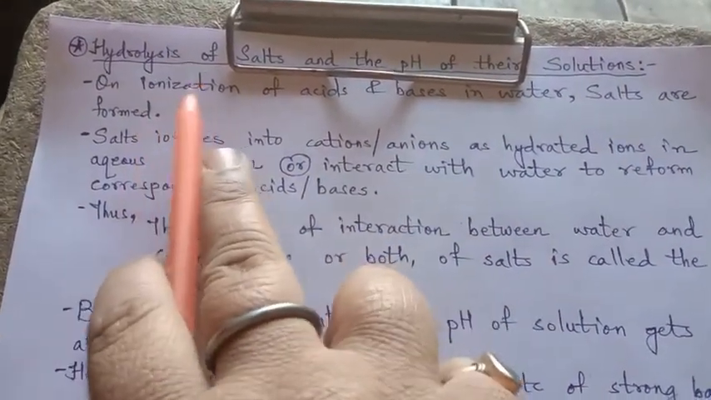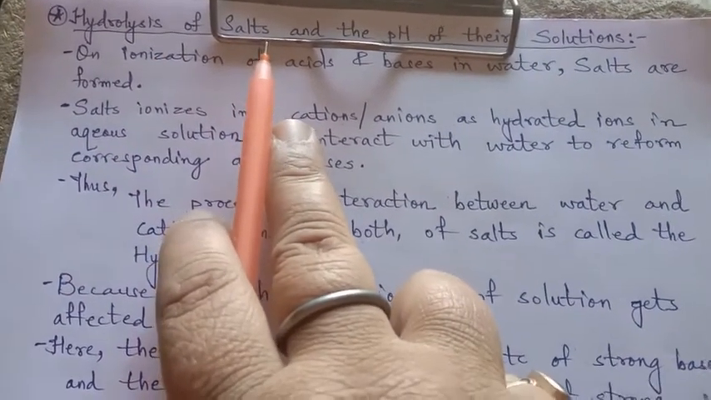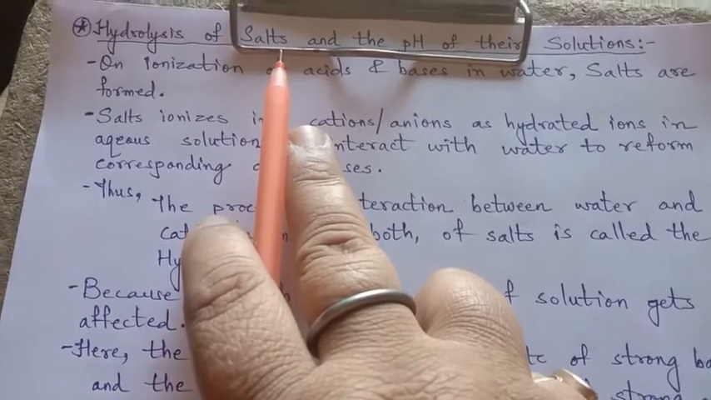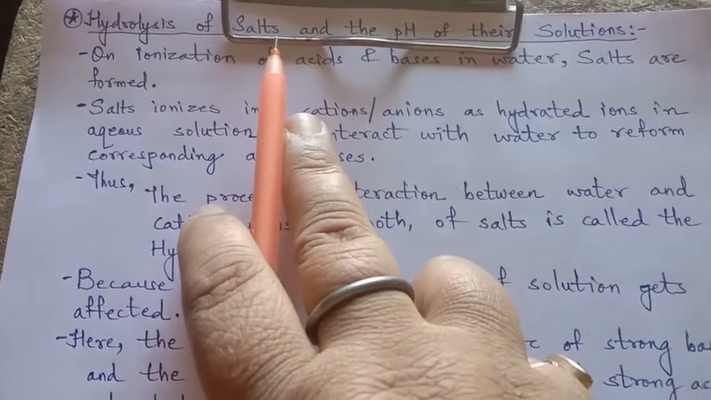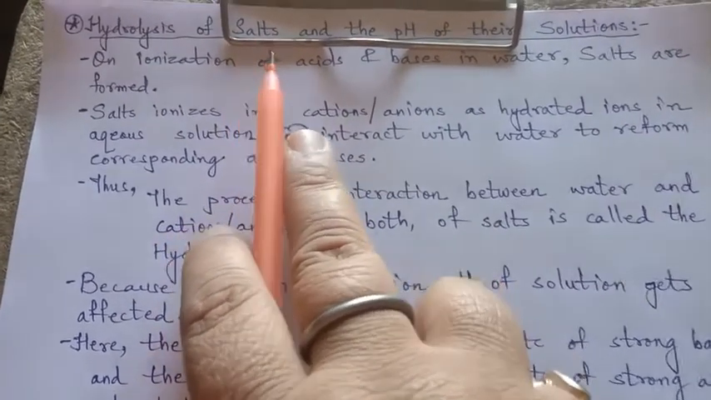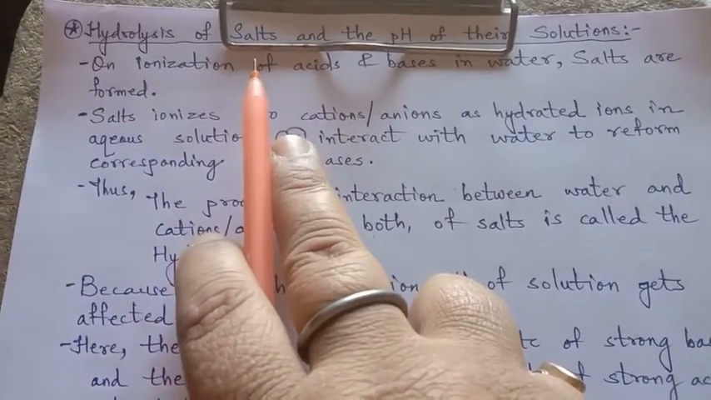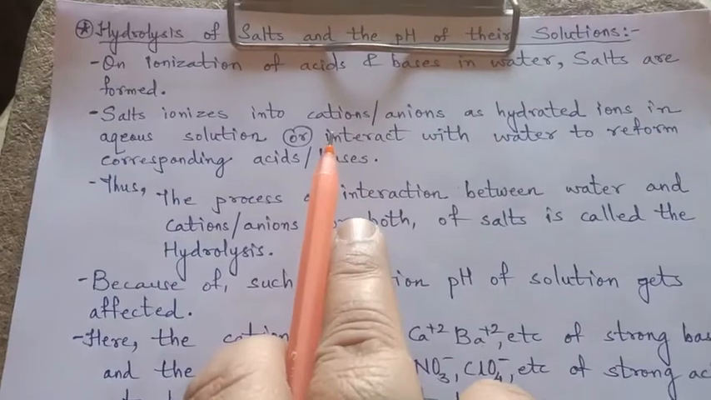Here is one more topic. It is about hydrolysis of salts. In the previous topic we have seen hydrolysis of acid and base. That means when they react with water, they undergo the reaction which is hydrolysis. Now here we will see the hydrolysis of salts and the pH of their solution.